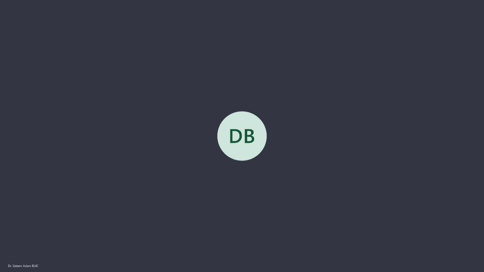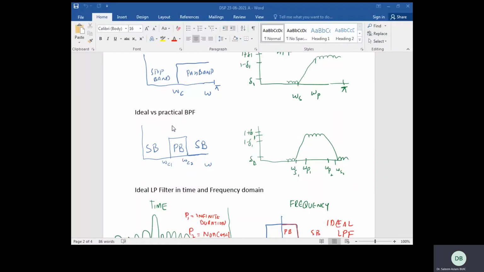Right, so that's the difference between ideal and practical band pass filters. So you have this cutoff frequency. Before the cutoff frequency you have a stop band. Beyond the second cutoff frequency again there is a stop band, and in between these two cutoff frequencies you have a pass band region, right? So that's how you can differentiate between ideal filters and practical filters.